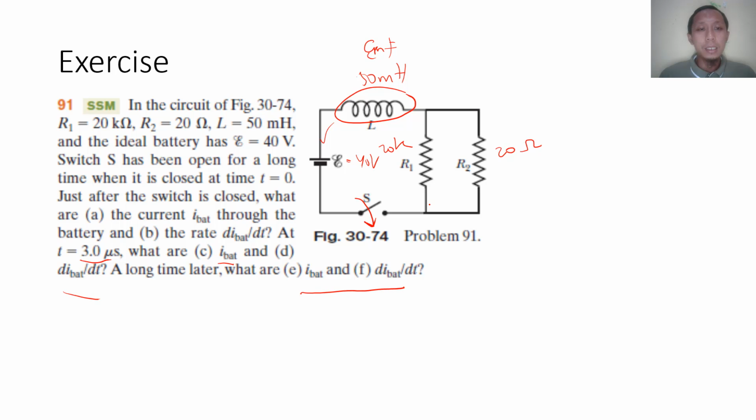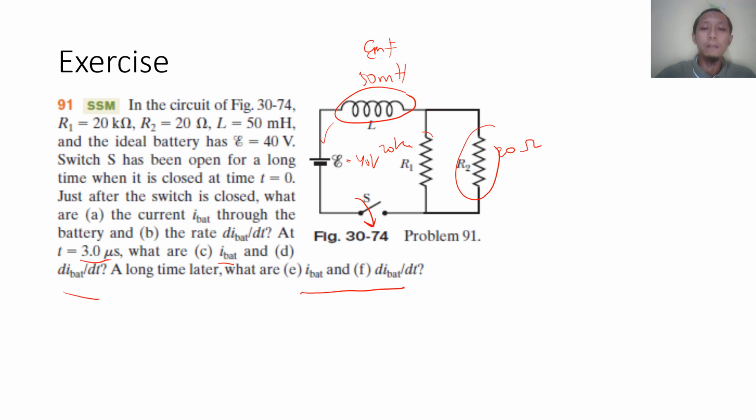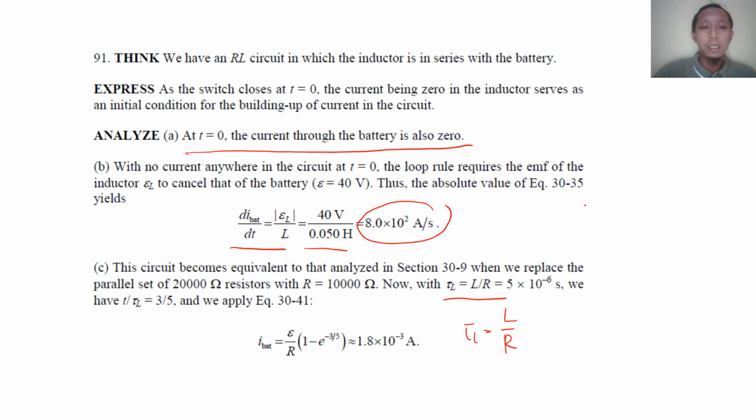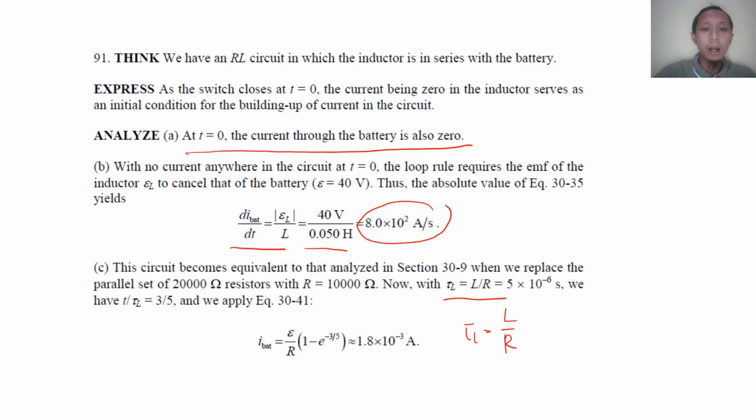And then number C is at time 3 microseconds. What is the I_bat and the dI_bat/dt? The first thing is we have to check the tau_L. The tau_L is equal to L per R, and in this circuit there are two resistors, so we have to make an equivalent circuit of R1 parallel to R2. So we get R is 10 kilo ohm. So we can calculate the tau_L.